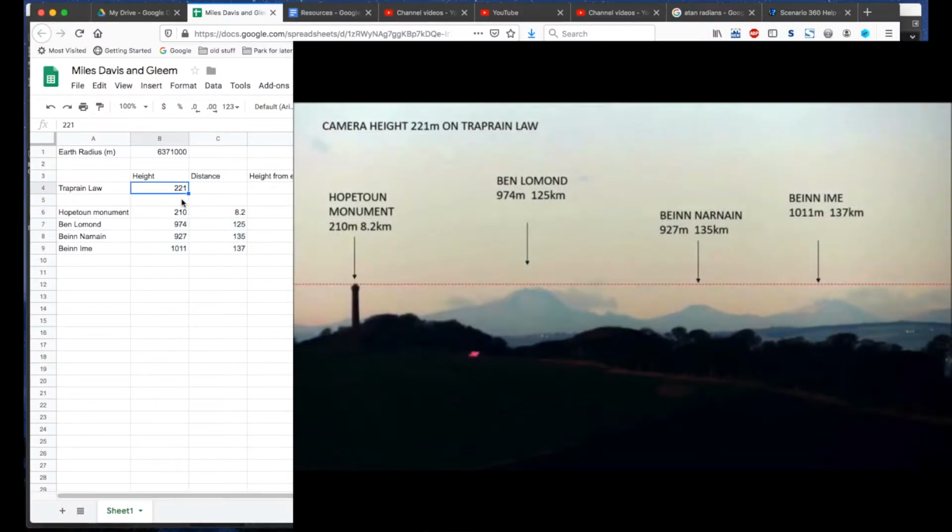Traprain Law has a height of 221 meters. Hopeton Monument has a height of 210 meters with a distance of 8.2 kilometers away. Ben Lomond is 974 meters high with a distance of 125 kilometers. Ben Narnain is 927 meters and 135 kilometers. And Ben Eighnie is 1,011 meters with a distance of 137 kilometers.